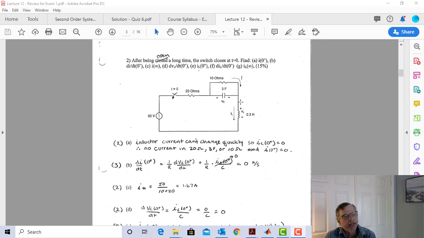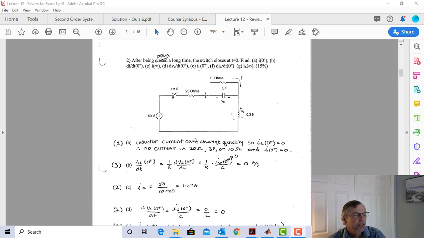So I'm going to say that I can't change this current quickly at t equals 0. Therefore, I can't change this current. Now, I also know I can't change this voltage quickly. So what do I know? I know that when I close this switch, I'm going to have 50 volts here. Since I have no current through here, I'm going to have 50 volts here.